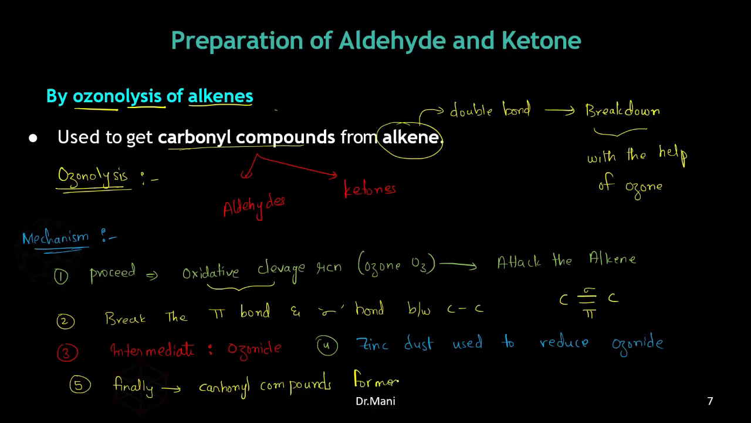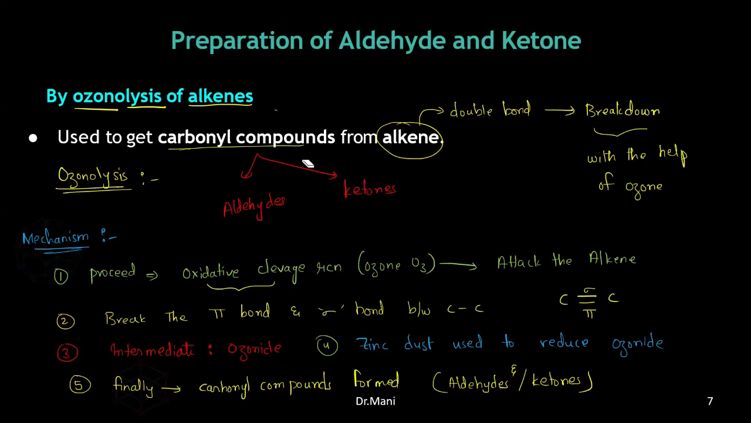So these carbonyl compounds can be aldehydes, or they could be ketones. Here it could be either, or both as well. That means both aldehydes and ketones are formed, or only aldehydes are formed, or only ketones are formed. Okay, so know this. So what is this ozonolysis? Ozonolysis, with the help of ozone, we will be breaking the double bond in the alkene. Okay, so when you do that, it will form the aldehydes and ketones, which are carbonyl compounds.